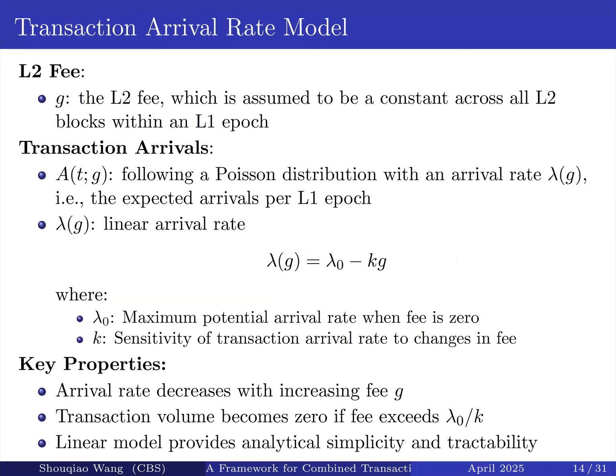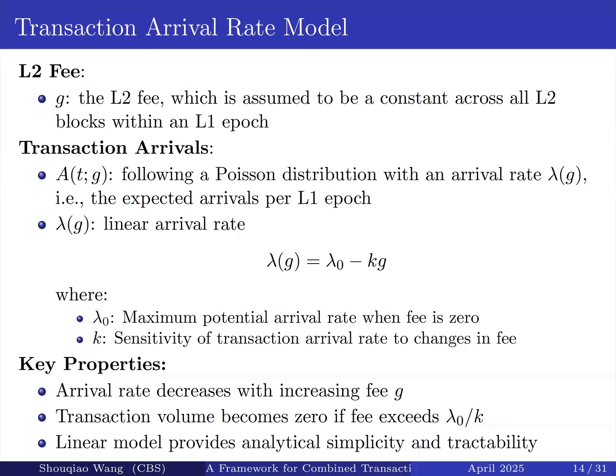We assume that the L2 fee is a constant across all L2 blocks within an L1 epoch. We model the actual transaction arrivals ATG as following a Poisson distribution with an arrival rate lambda g, and the arrival rate is a linear function of the L2 fee phi. Here, lambda 0 is the maximum potential arrival rate when phi is 0, and k captures the sensitivity of arrival rate to phi changes. This linear model simply implies that higher fees reduce transaction volume, and if the fee exceeds lambda 0 over k, no transactions arrive.